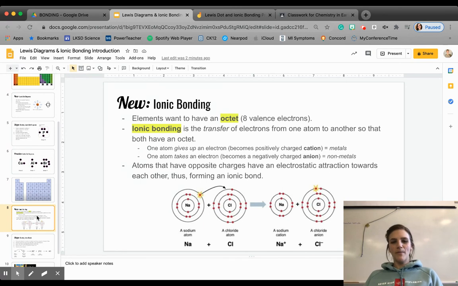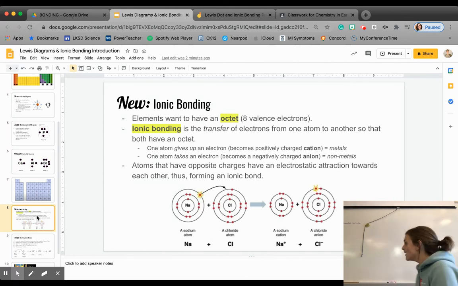What's important to remember is that in an ionic bond, one atom is going to give up electrons and become positively charged. We call those cations, remember? And one atom is going to take those electrons and is going to become a negatively charged anion. What's also critical to remember is that for ionic bonding, it always, let me say it one more time for the people in the back, it always happens between metals and nonmetals.